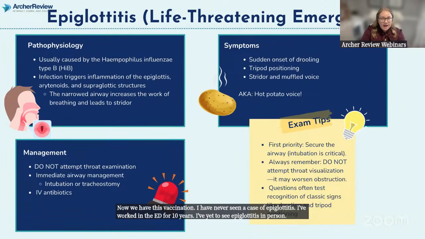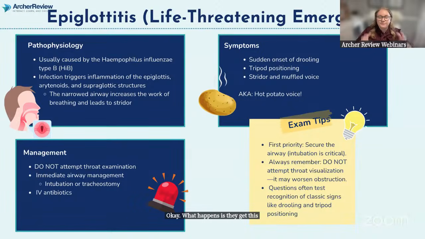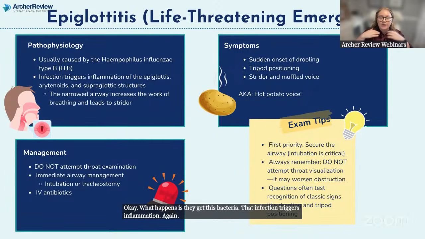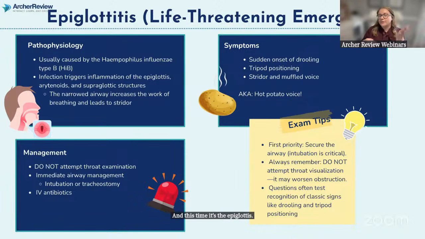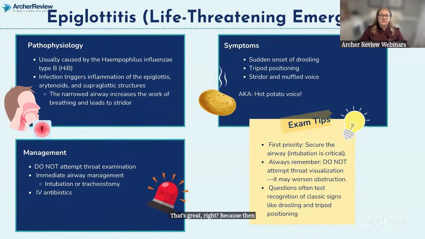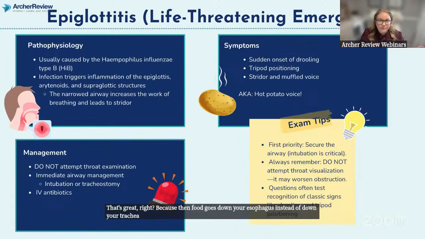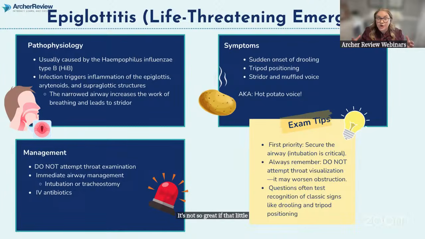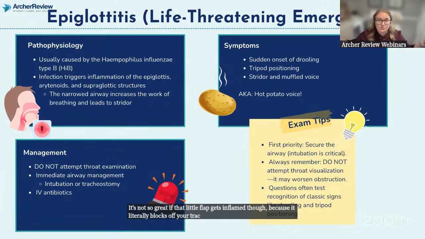Okay. What happens is they get this bacteria. That infection triggers inflammation. Again, we've got things getting bigger in the airway. And this time it's the epiglottis. That's that little flap that goes over your trachea when you swallow. That's great, right? Because then food goes down your esophagus instead of down your trachea and you don't aspirate every day. It's not so great if that little flap gets inflamed though, because it literally blocks off your trachea. Your whole airway is obstructed, which is why it's an emergency.